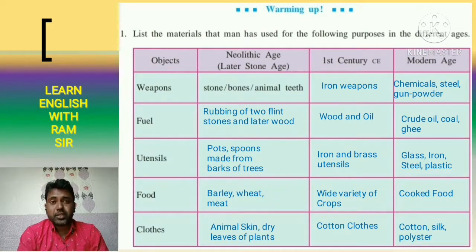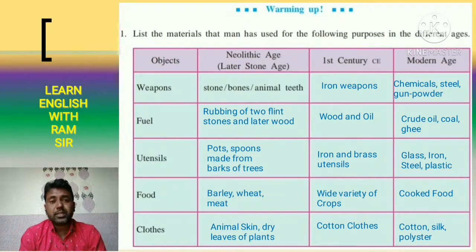List the materials that man has used for the following purposes in the different ages. We all know very well that in different ages, people used different things. They used different weapons, different fuel, different utensils, they used to eat different food, and they used to wear different types of clothes. So on the basis of the given points, you have to think about three important ages.